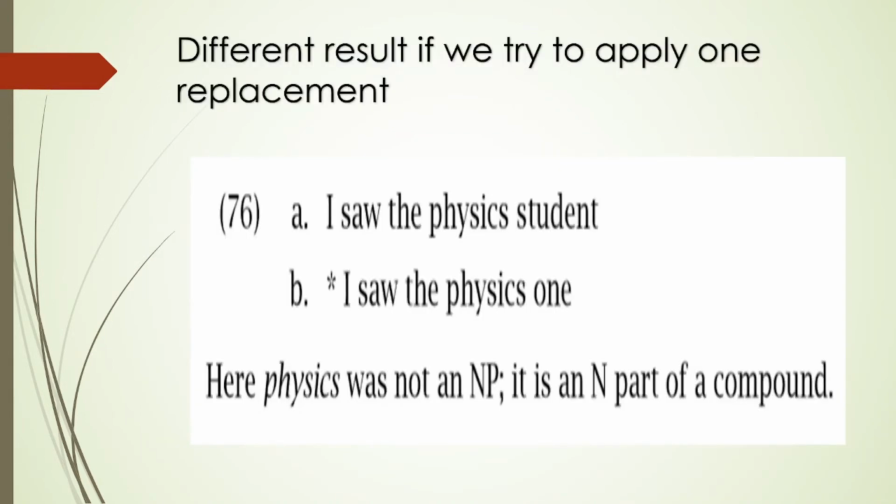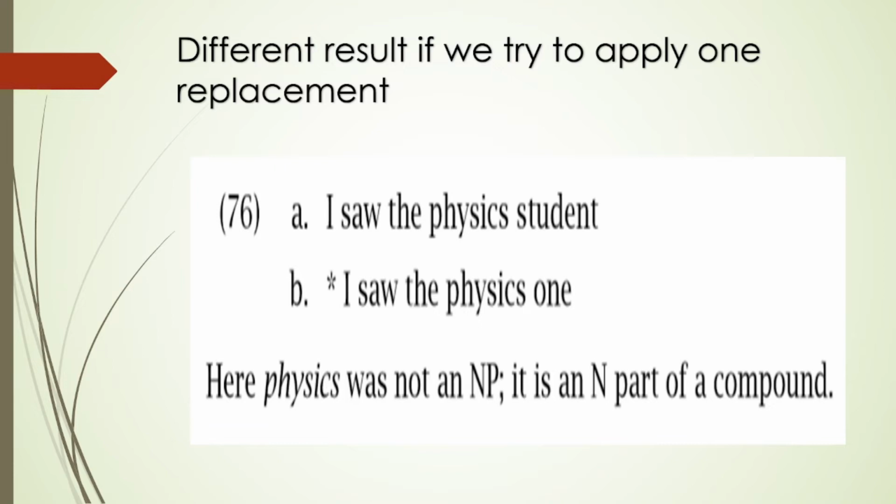But there is a different result if we try to apply one in this particular sentence. Let's say, I saw the physics student. It's wrong to say that the student will be replaced by the word one, because here physics was not a noun phrase. It is an N, or a noun, part of a compound.